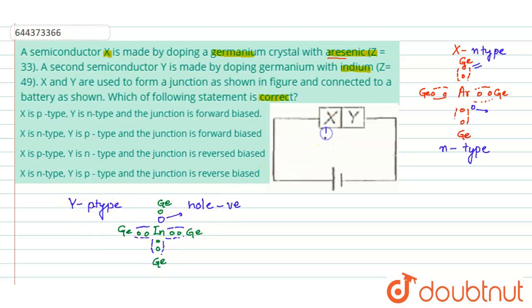Now we know that X is n-type and Y is p-type. You can see that the p-type is connected to the lower potential and the n-type is connected to the higher potential, so this p-n junction diode is reverse biased. I hope this clears your doubt. Let us now check the options. X is n-type, Y is p-type, and the junction is reverse biased. I hope I have answered your question.